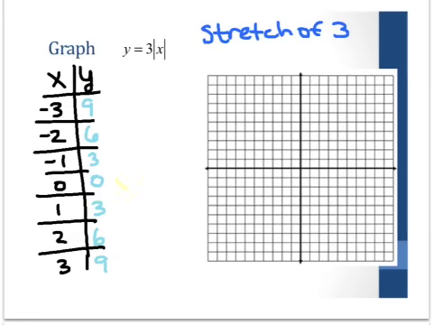So our vertex did not change. Our vertex is still 0, 0. And then we have a -3, positive 9, -2, positive 6, -1, positive 3, and then all of its symmetrical points. Notice how there's symmetry across the axis of symmetry, 3 away, 3 away, 2 away, 2 away, and so forth. Connecting those points, we label at least 3 of them, including your vertex.